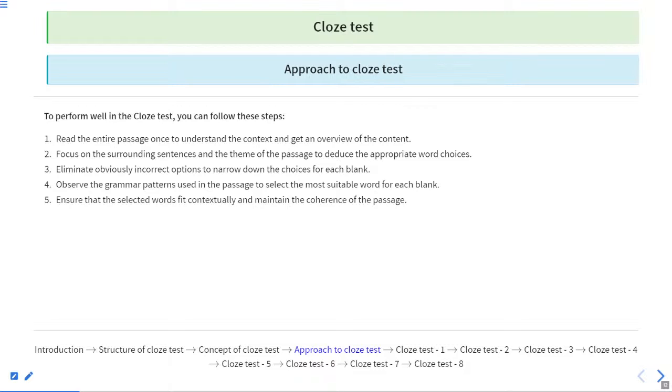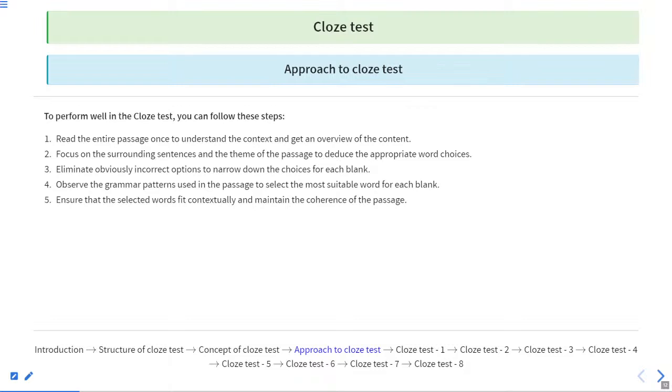Then, number 2, focus on surrounding sentences and the theme of the passage to deduce the appropriate word choices. Once we understand the sentence, we look at the surrounding sentences and understand which particular word choice may be better. A single sentence may allow us to choose multiple values, but when these sentences are seen together in a context, we will be able to better understand which particular word fits better.